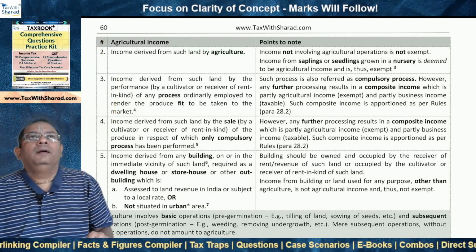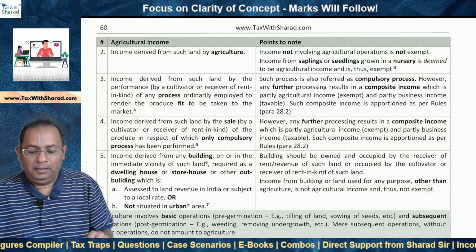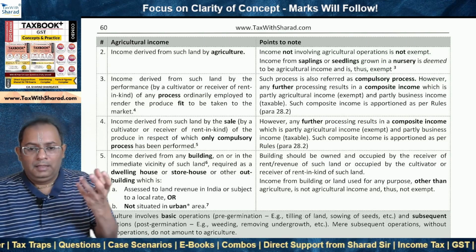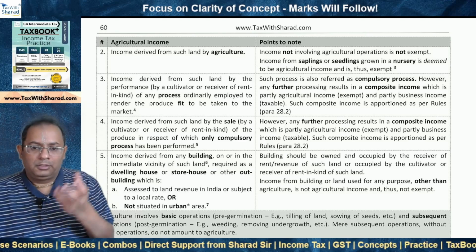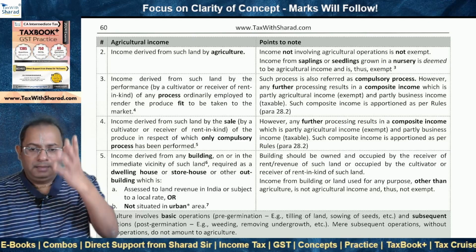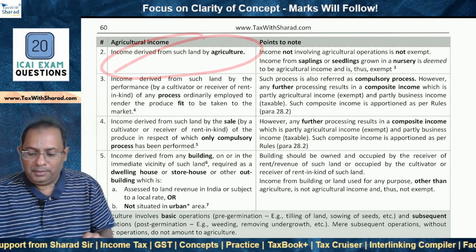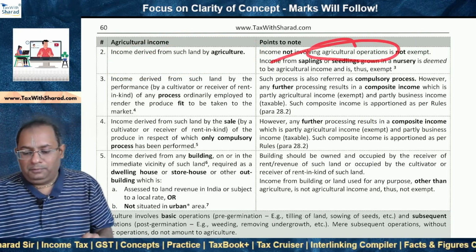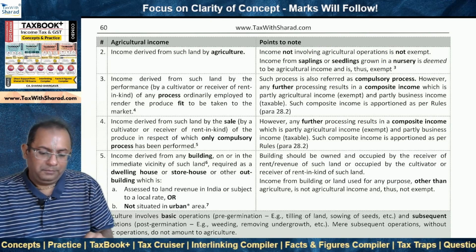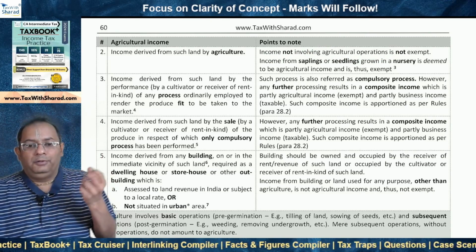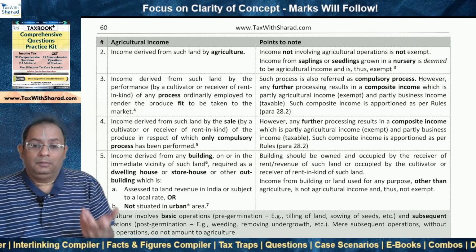So let's visualize a case where a farmer performs agricultural operations on land situated in India. For example, he grows vegetables and he plucks those vegetables and takes those vegetables in their raw form in the market and sells those vegetables and generates income. So this is income derived from such land by agriculture, and agricultural operations have been performed, and therefore the whole of such income is exempt income under section 10(1). In this case, the raw agricultural produce has been taken to the market and sold, but this may not be possible in all the cases.